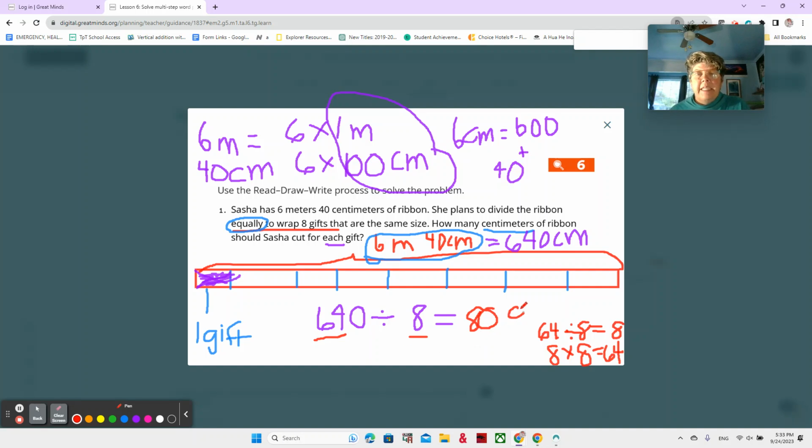She has 80 centimeters. Okay, and remember that anytime we have word problems, we are going to write our answer in words. And so we're going to say, Sasha needs 80 cm, or you could say of ribbon for each gift, but I don't have a lot of time to write that out. Make sure that you have some kind of a sentence to answer the question.